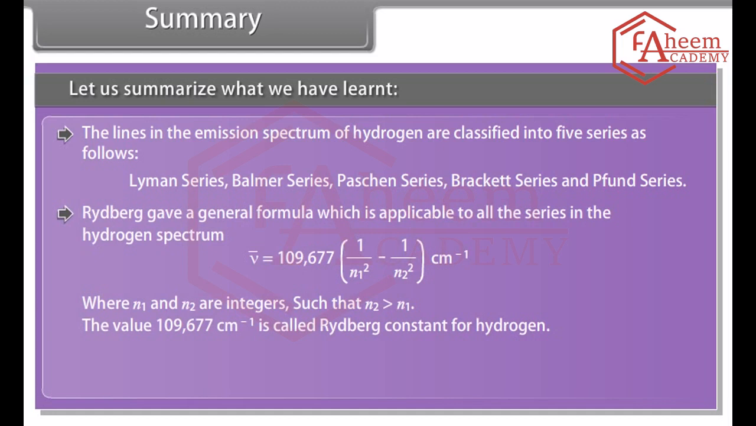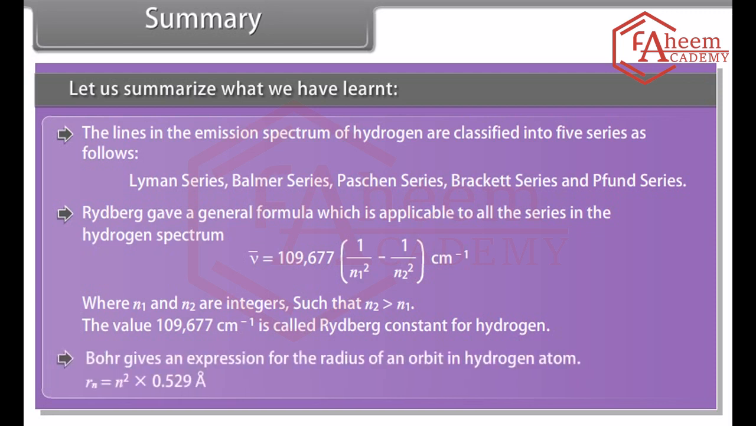Rydberg gave a general formula which is applicable to all the series in the hydrogen spectrum. The value 109677 per centimeter is called the Rydberg constant for hydrogen. Bohr gave an expression for the radius of an orbit in a hydrogen atom: Rn is equal to n² into 0.529 angstrom.